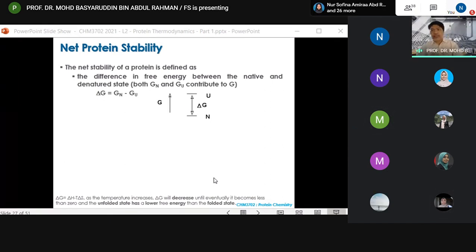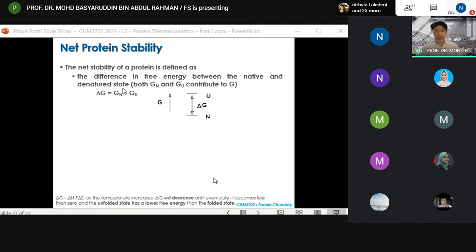So the net protein stability is defined as the difference in free energy between the native and denatured state. Other than that, we can also say the net stability of a protein, as we mentioned previously, is quite small and is the difference between two large opposing forces. And what are those two large opposing forces?